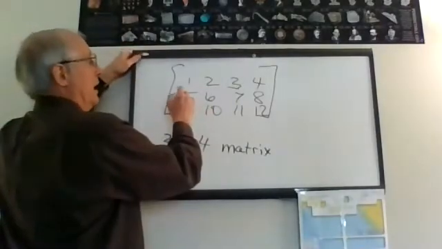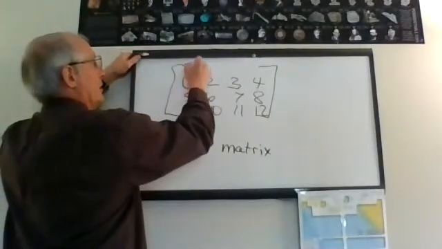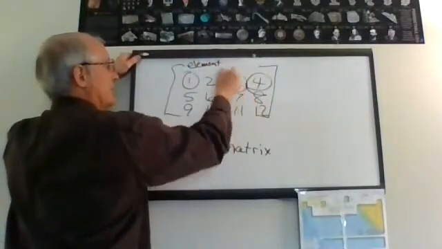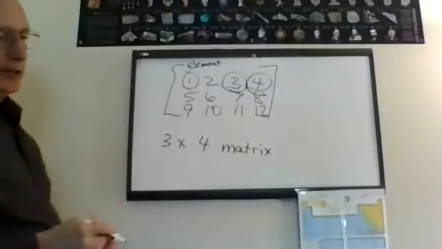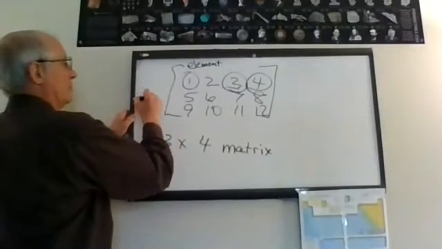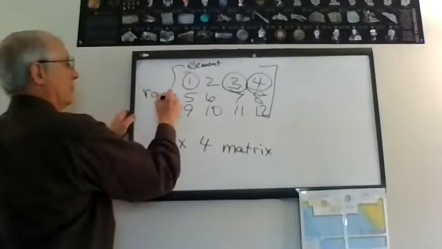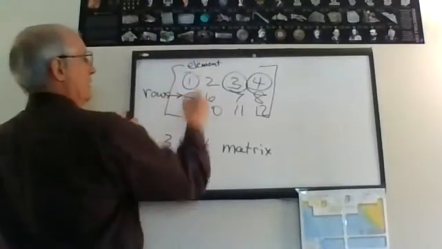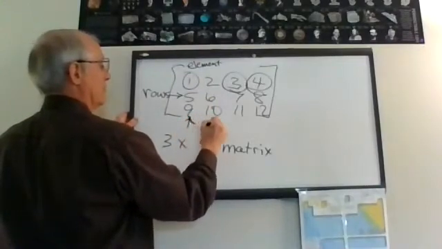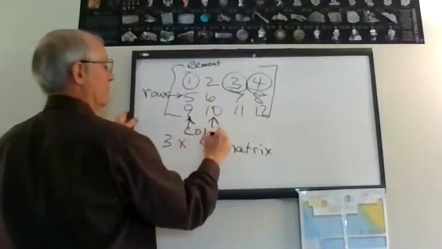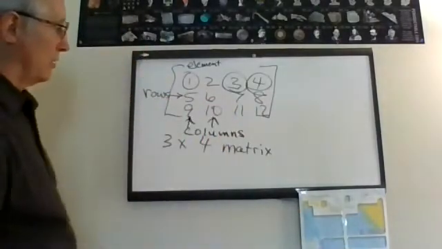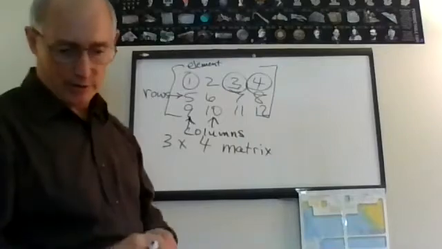Okay, this right here is an element, as is this, as is this. Any number in a matrix is called an element. These are called rows, and these are called columns. So this is 3 rows by 4 columns. It's a 3 by 4 matrix.